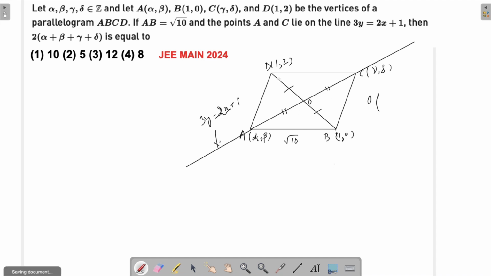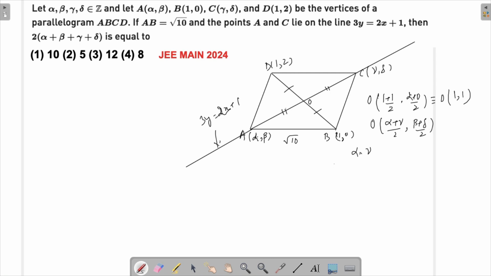If I'm taking this, then this will be x1 plus x2 by 2, which is 1 plus 1 by 2. And this is 2 plus 0 by 2, which is going to be equal to 1, 1 actually. And if I take AC as my diagonal, then the vertex O would be, in this case, alpha plus gamma by 2, and then beta plus delta by 2. Okay. Now these 2 points are going to be the same because it's the same point, right? So the x coordinate would be equal to this, and the y coordinate will be equal to this as well.